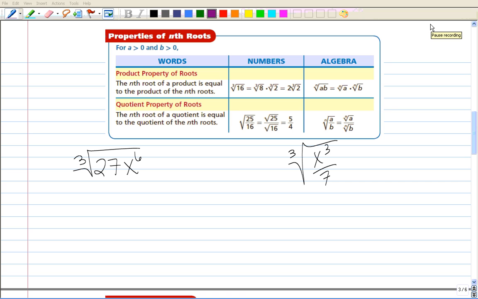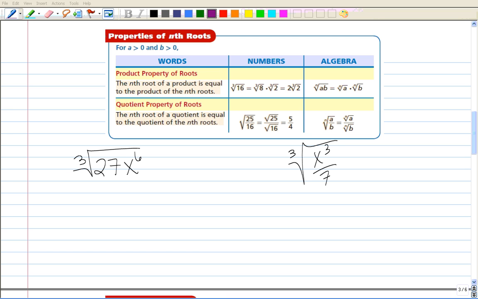So let's look at some properties of nth roots. And for both of these, this is when the index and the radicand are greater than 0. So we have the product property of roots. So if we have the cube root of 16, then we can split that into 2 separate cube roots, just like we did with square roots before. So the cube root of 8 times the cube root of 2. 8 times 2 is 16. So we can split them into separate radicals. So then the cube root of 8 is 2, and then we cannot evaluate the cube root of 2, as simplified as that gets. We'll have 2 cube roots of 2.